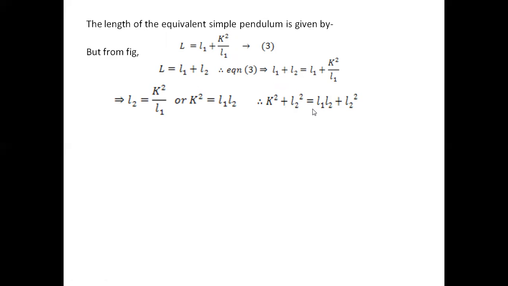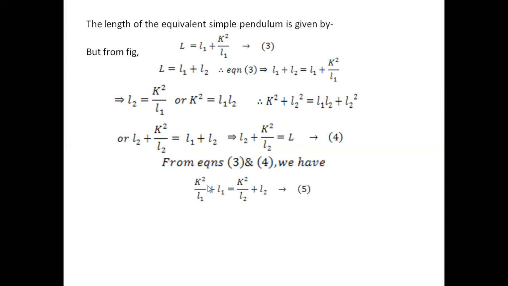Now add L2 square on both sides. Then we get k square plus L2 square is equal to (L1 plus L2) L2. Divide the whole thing by L2. Then we get L2 plus k square by L2 is equal to L1 plus L2. But L1 plus L2 is nothing but capital L. Therefore, L2 plus k square by L2 is equal to capital L. Take this as equation 4. Now compare equations 3 and 4. Both are expressions for capital L. Equating the other sides of the equations, we get k square by L1 plus L1 is equal to k square by L2 plus L2.